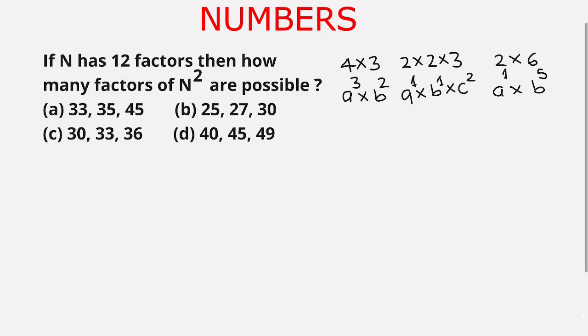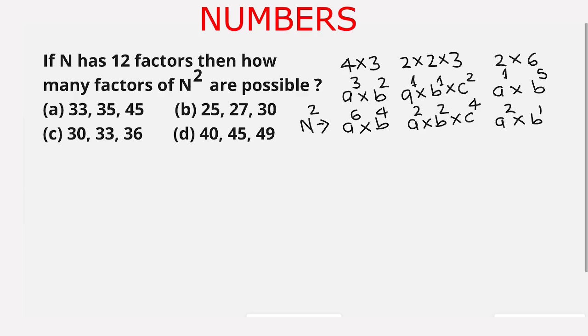Then n square equal to, what will be n square? We have to square all these quantities. So n square can be a^6 × b^4, or a^2 × b^2 × c^4, or a^2 × b^10, as 5 times 2 is 10.